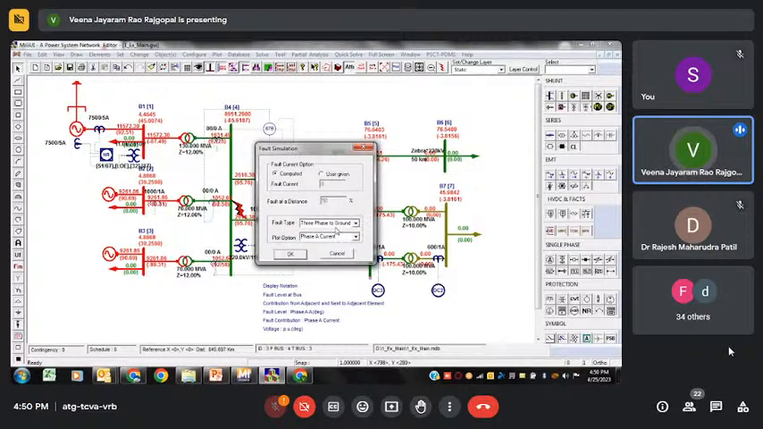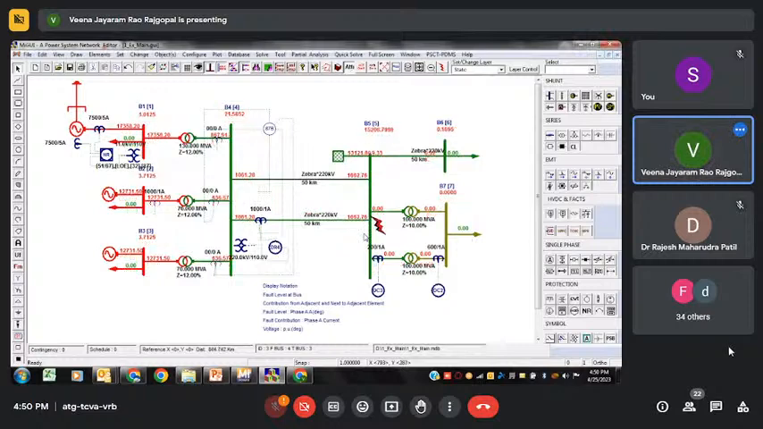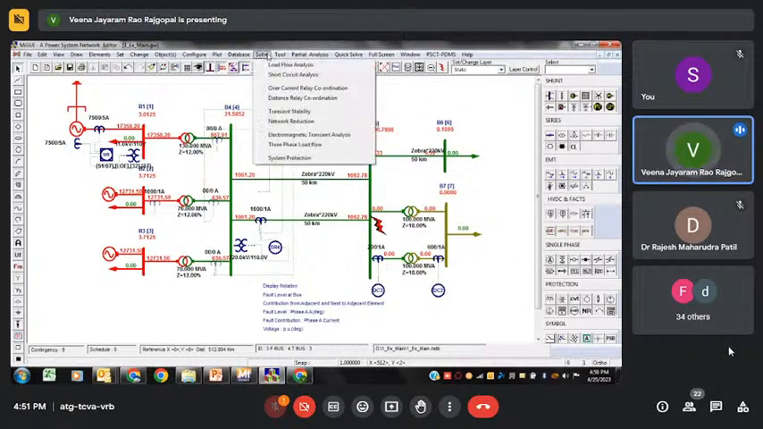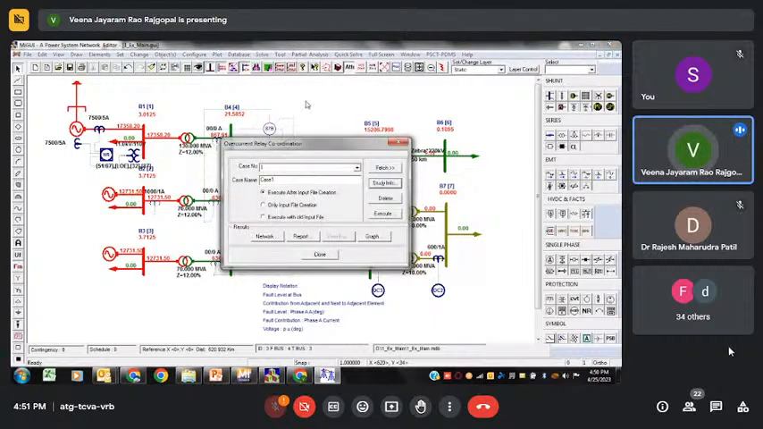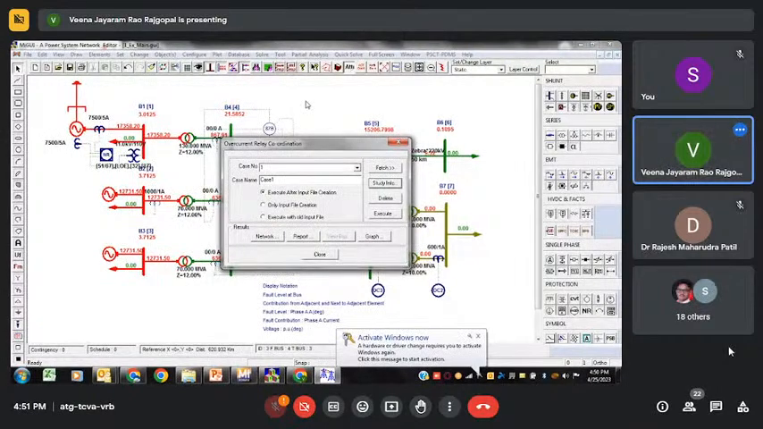Then what is the plot option? What is the type of faults? So now you see here the fault symbol moved here, and then it is showing me the fault. So similarly, you can create the fault at any of the points here, and then you can see what the fault levels are. Okay. So that's about short circuit studies. Now we'll go to the relay coordination. So I'm just showing you once the network is drawn, how quickly you can do the different analysis.